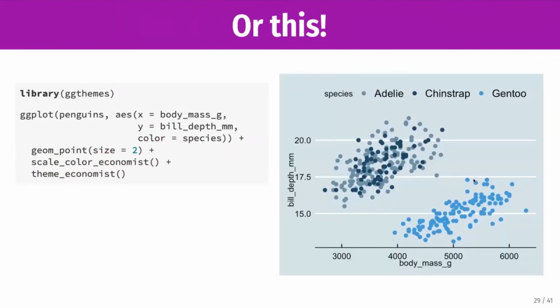You can also have themes that look like specific publications. And so here's the Economist's theme. So if you want to make a graph that looks like it came from the Economist, you just add theme Economist and it will do it. And notice here, we added scale color Economist, and that made it so it uses the Economist's color scaling instead of the Viridis scale or the Rainbow palette or whatever is using the Economist version.